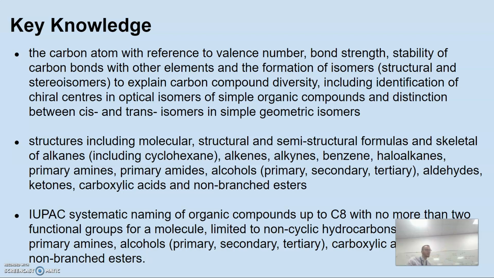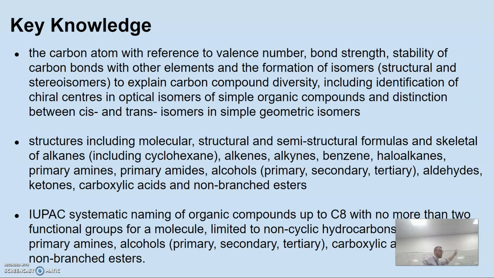Formation of isomers, structural, right? We have looked at some structural isomers, so branched and positional isomers would be referred to as structural isomers. We've got this other thing called stereoisomers, which is new, wouldn't have been talked about last year. To explain carbon compound diversity, including identification of chiral centers, another new term to you, in optical isomers of simple organic compounds, and the distinction between cis and trans isomers. Again, that is something new to this year. You may have just covered it last year or as an extension. So geometric and stereoisomers are new this year.